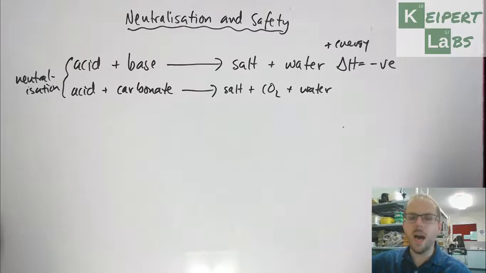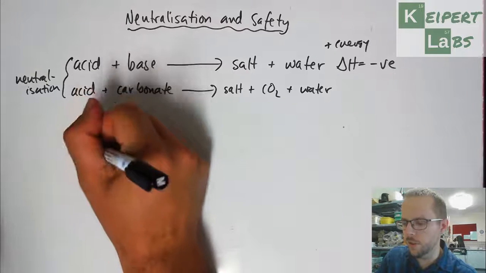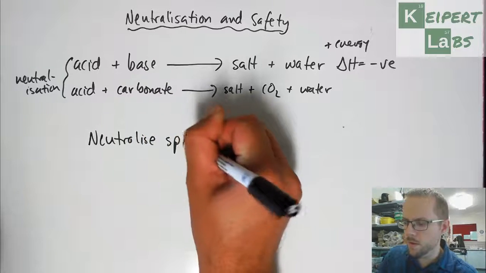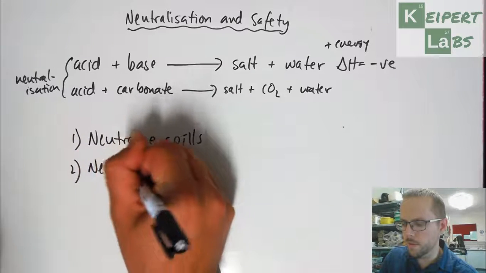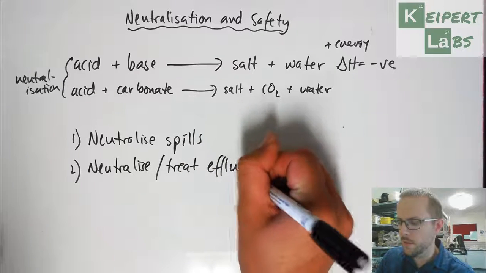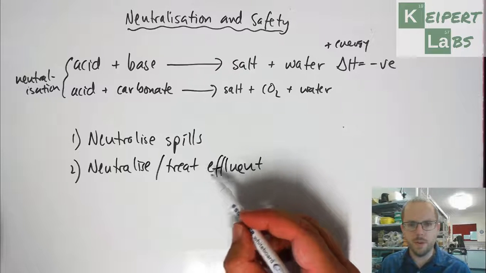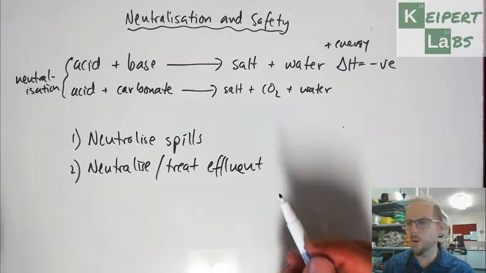And so in situations where maybe we're not able to avoid using them, we need a substance to be able to add so that it can neutralize a spill. So it can neutralize spills, and it can neutralize and treat effluent. That is, say from a factory, any wastewater that's coming out of the factory that perhaps needs to be neutralized so that it doesn't impact on the environment.